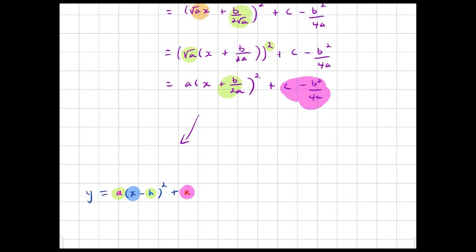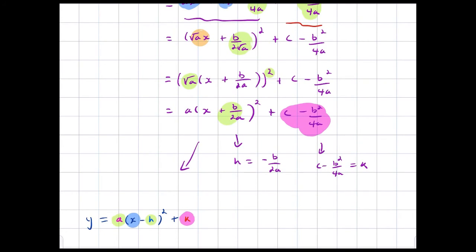This makes it clear that h is not b over 2a, but negative b over 2a, and the k is c minus b squared over 4a. This is the k term. And that's it. That's completing the square.